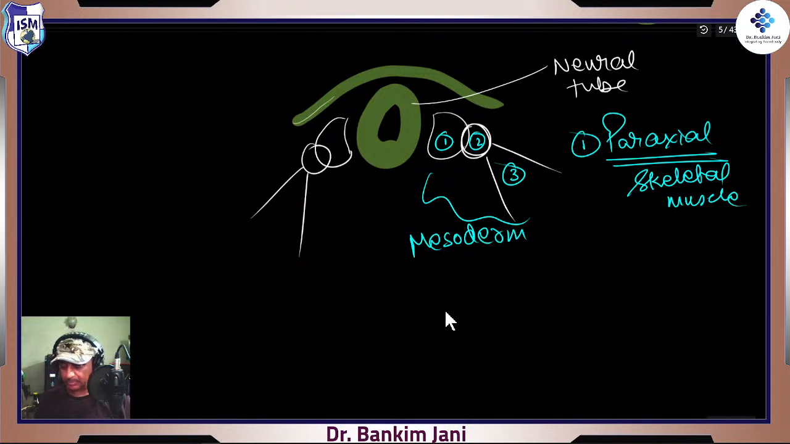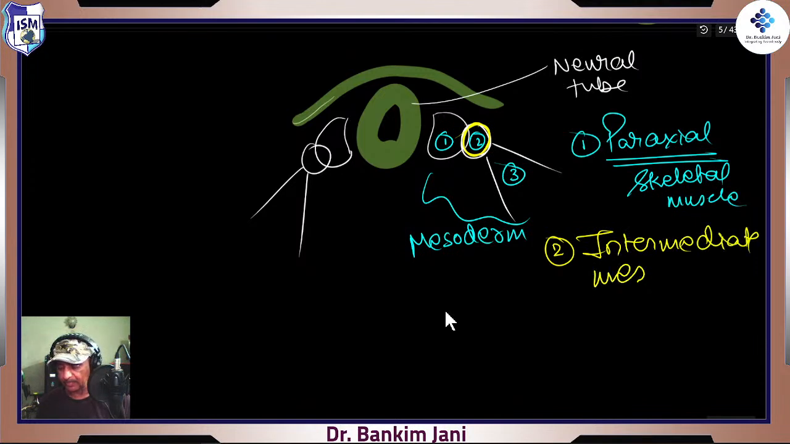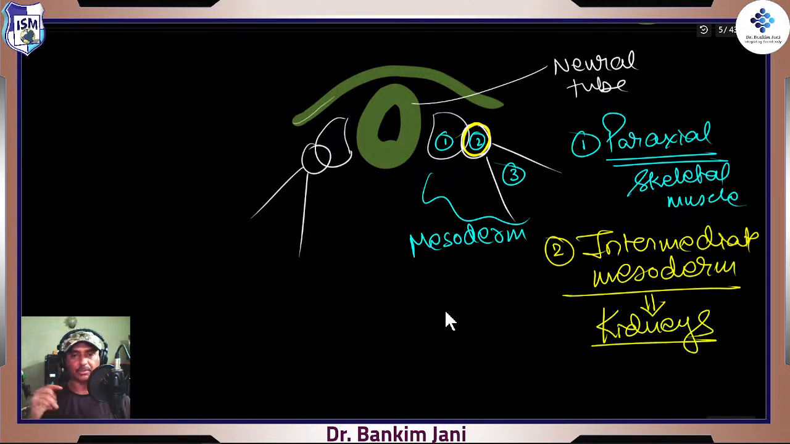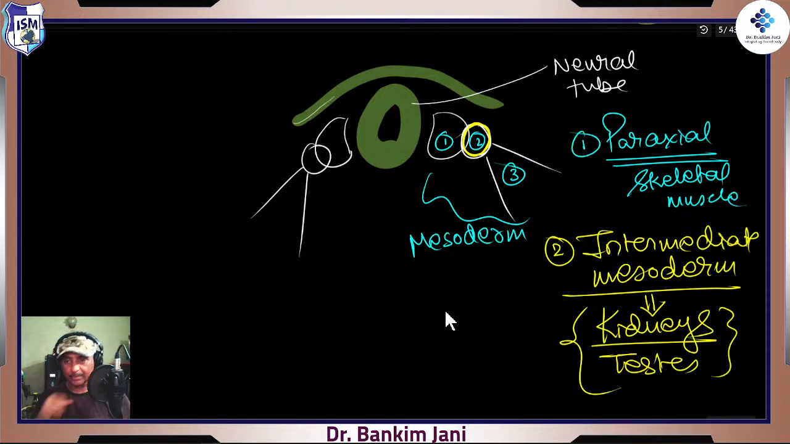What about two? Changing the color so that we see it clearly, because this is the area in which we are interested. That's the thing for today. This is intermediate mesoderm. Now this intermediate mesoderm is what would lead to formation of kidneys. Why am I writing kidneys? Our topic is not kidneys, our topic is testes. But kidneys ascend, testes descend. It is like a crossover, and that's the reason why it happens like this.